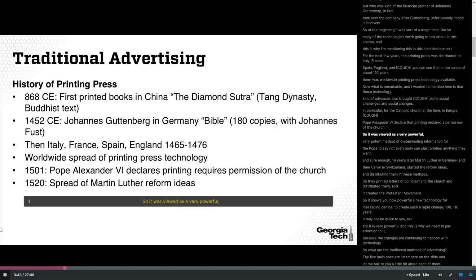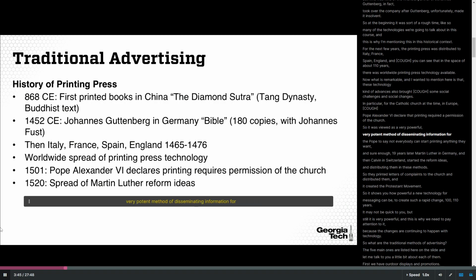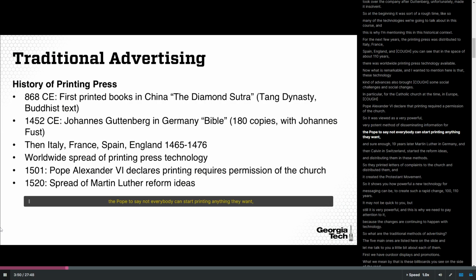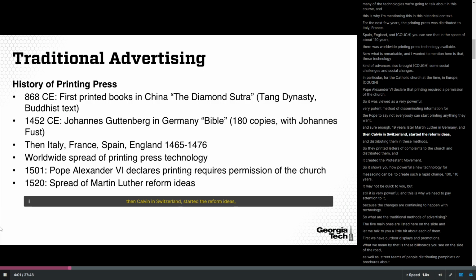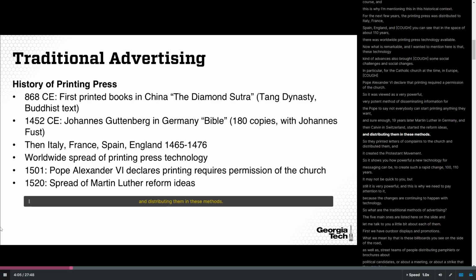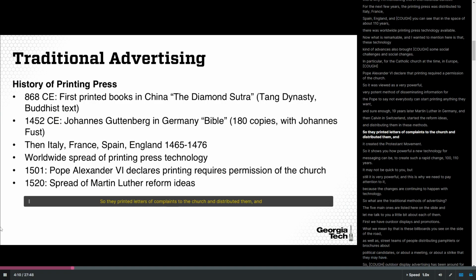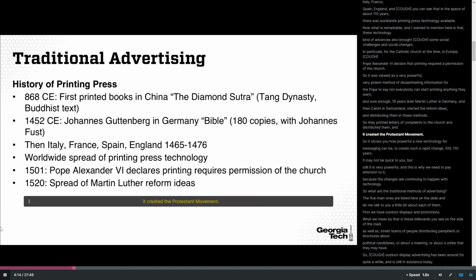So it was viewed as a very powerful, very potent method of disseminating information for the Pope to say, not everybody can start printing anything they want. And sure enough, 19 years later, Martin Luther in Germany and then Calvin in Switzerland started the reform ideas and distributing them in this method. So they printed letters of complaints to the church and distributed them, and it created the Protestant movement.